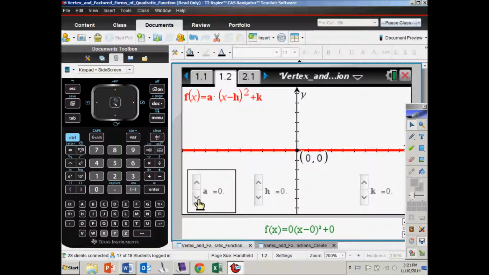So A makes it stretch on the Y, and then H is on the. Almost. H is, right, we're getting there. Wait, so which one are you on? We're on A. So when A becomes negative, what happens?